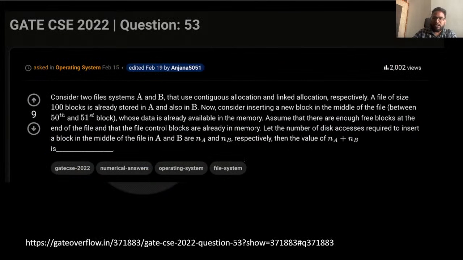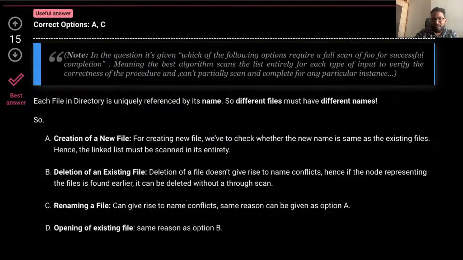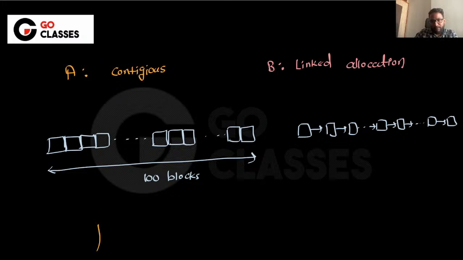Right now, what they're saying is: consider inserting a new block in the middle of the file, between the 50th and 51st block, whose data is already available in the memory. So there is a memory, the main memory, and in this memory some data is available. You want to write this data into one of the blocks.